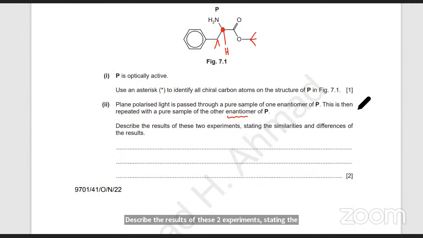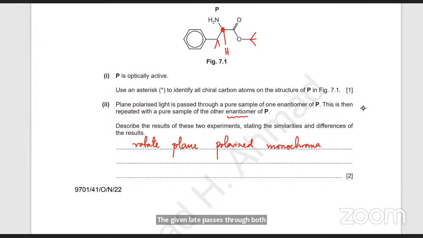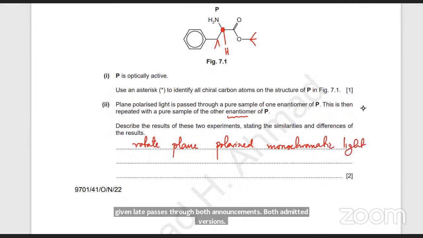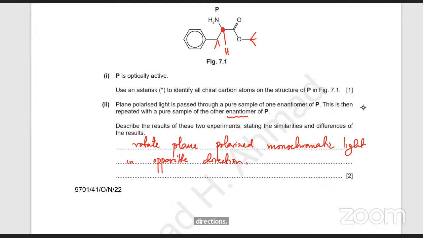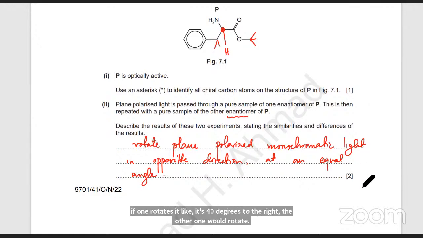So, okay, they both rotate. Both enantiomers rotate plane polarized monochromatic light when light passes through both enantiomers, both mirrored versions. So what happens is that it gets rotated in opposite directions. The only similarity is that they are rotated at an equal angle. So if one rotates it 40 degrees to the right, the other one would rotate it 40 degrees to the left.